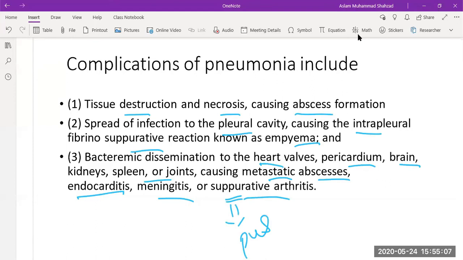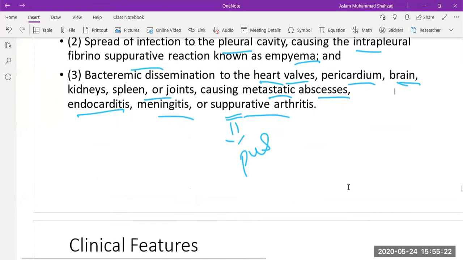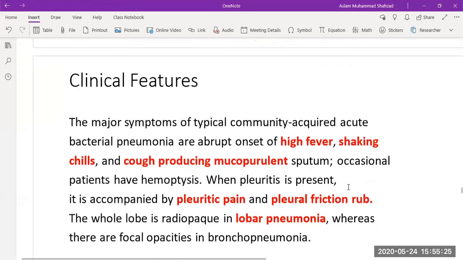So you can see pneumonia complications can spread to the heart, causing inflammation in the heart. It can cause endocarditis. It can cause meningitis, metastatic abscess formation, or pus formation in a number of organ systems. The clinical symptoms consist of abrupt onset of high fever, shaking chills, cough producing mucopurulent sputum, and occasionally the patient has hemoptysis.